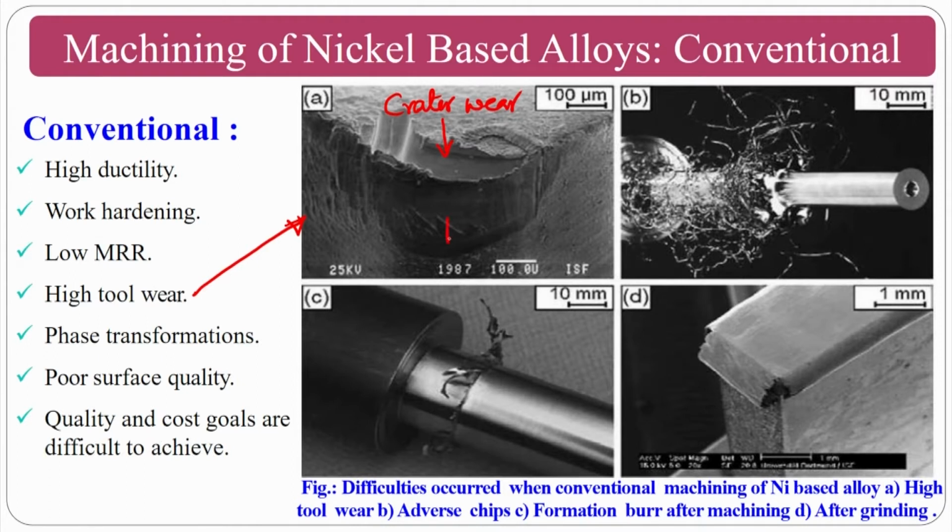And you can see also flank wear. At the same time you can also see the basic problem is adverse chip formation here itself. The chips are entangled in the machining region itself. Okay, so this is one of the adverse effects. At the same time, formation of burrs.